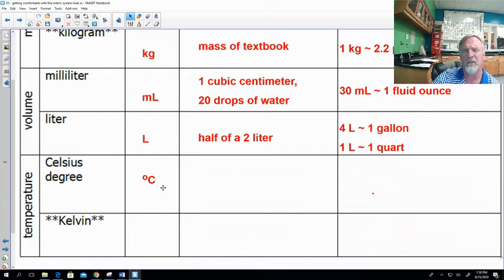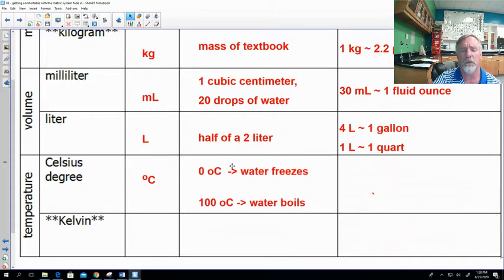So let's get a feel for what's a Celsius. How do we use that? How do we get a feel for that? The easiest way to see this is about 0 degrees. Oh, looks like my degree symbol got reformatted there. About 0 degrees Celsius, that's a temperature that water freezes. And 100 degrees Celsius is the temperature water boils.